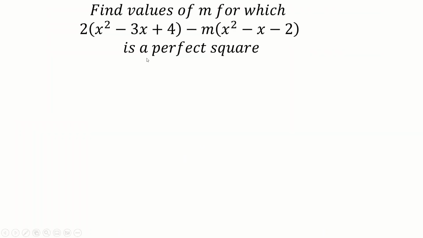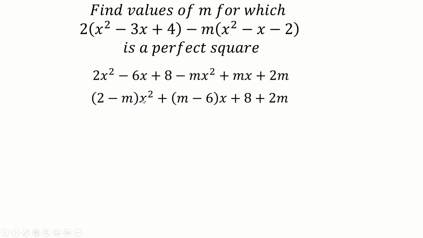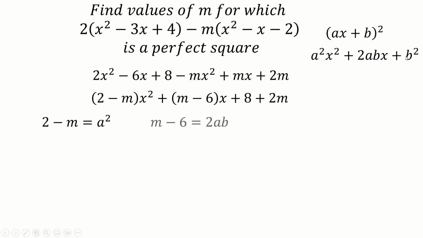So there's a few ways to do the first bit, which is finding values of m. The obvious thing to do is just expand this out and simplify, and I grouped everything up by x squared, x and constant terms, because that just feels like the natural thing to do. Then, if this is a perfect square, it's going to be of the form (ax + b) squared. What I chose to do is expand this out really quickly to get this, and then compare the coefficients of x squared, x, and constants. So a squared must be this, 2ab must be this, and 8 plus 2m must be that. That's three equations with three unknowns, a, m, and b.